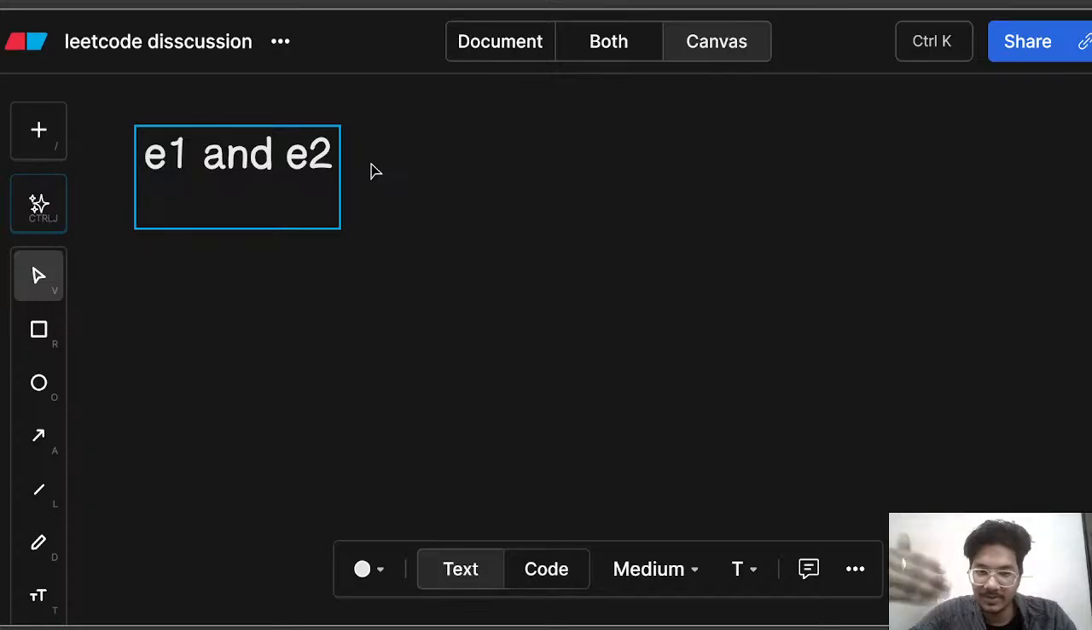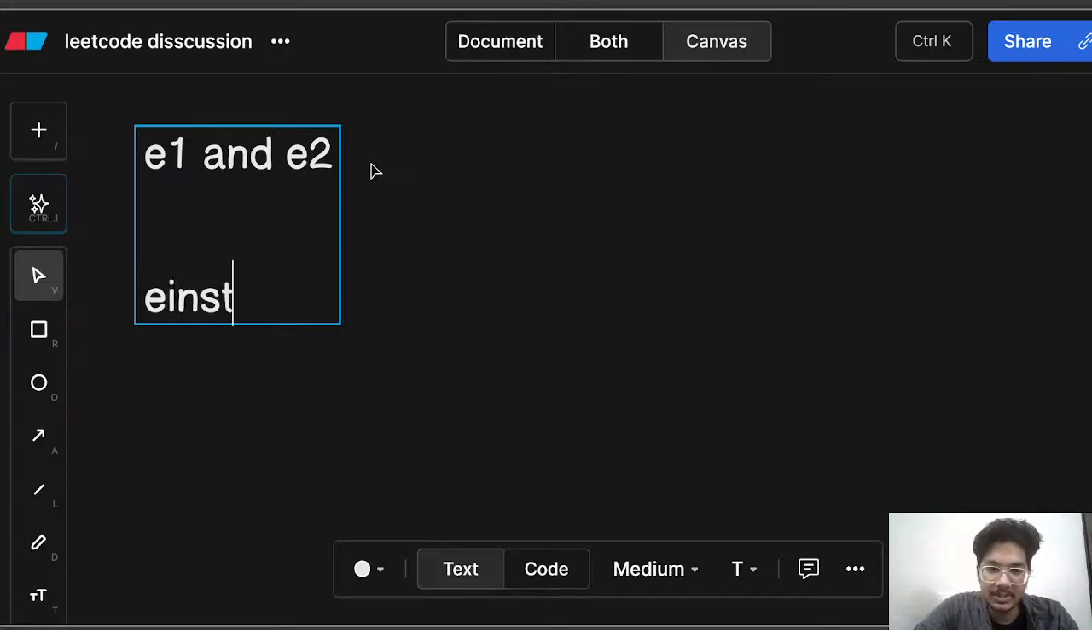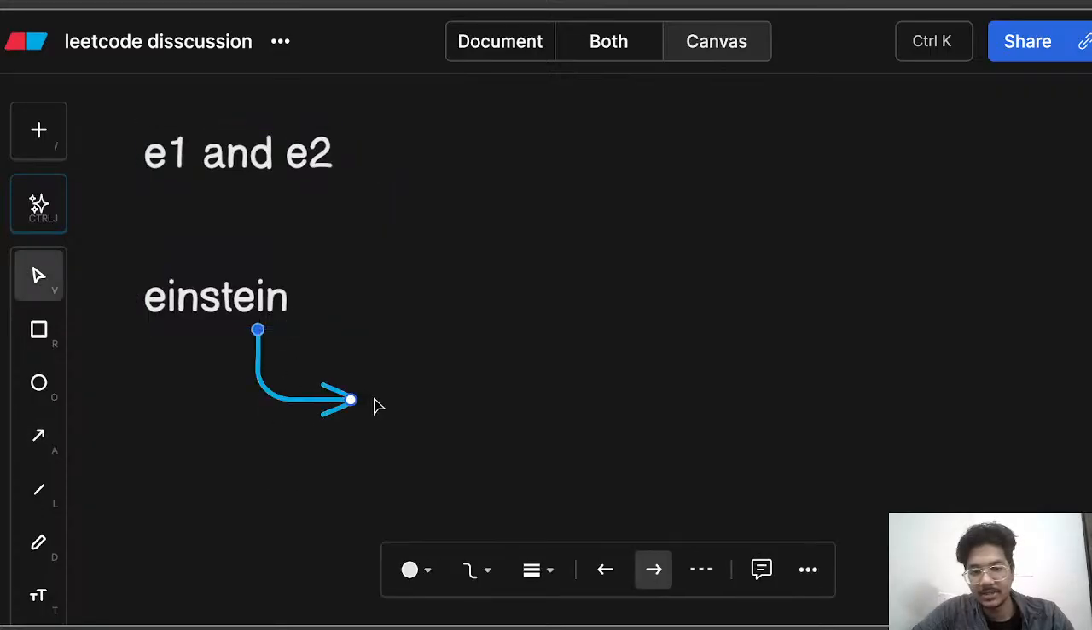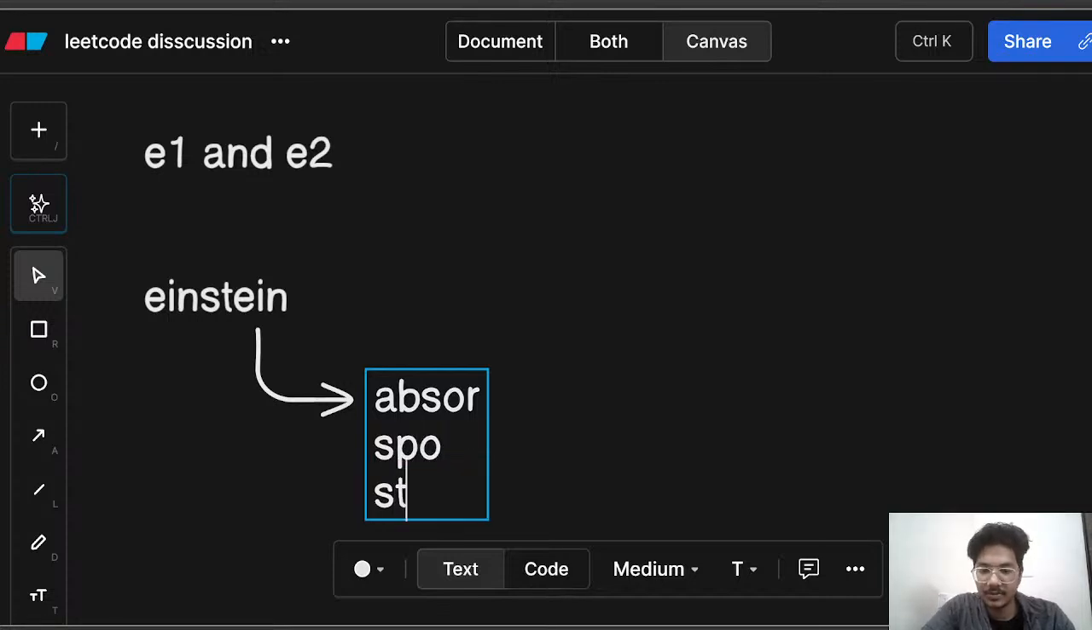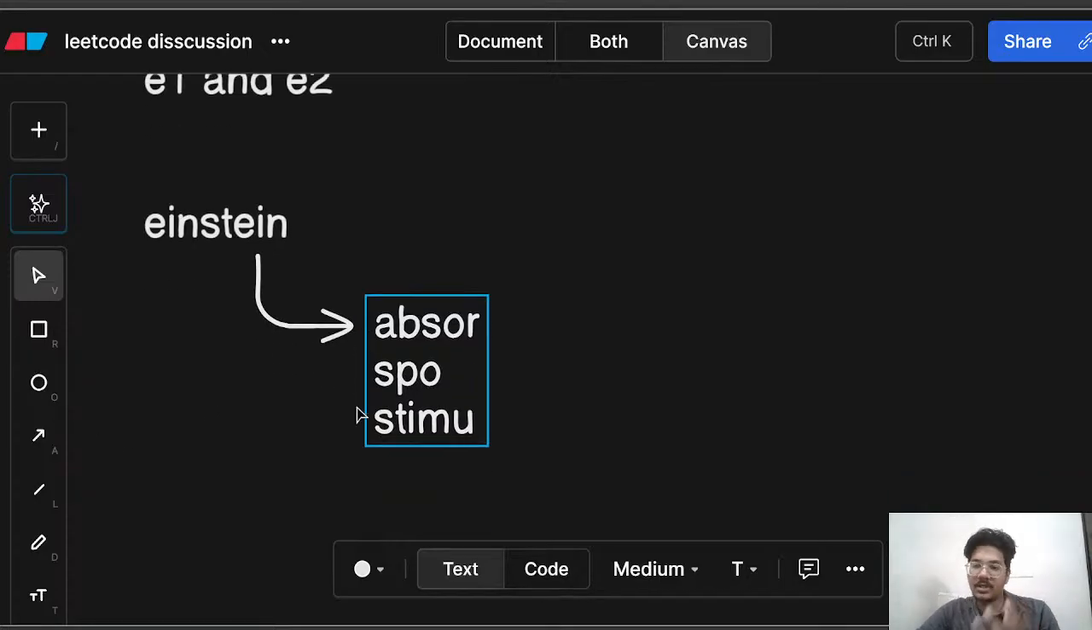So the atom can move between E1 and E2. In 1917, Einstein explained that the atom can interact with light in three ways. The first is absorption, the second is spontaneous emission, and the third is stimulated emission. Absorption means the atom absorbs a photon and jumps from E1 to E2.